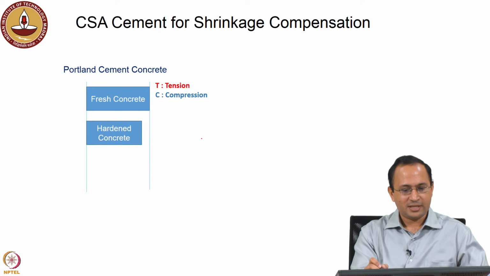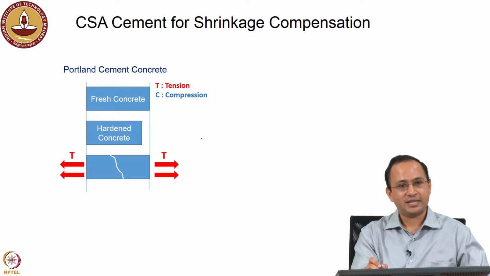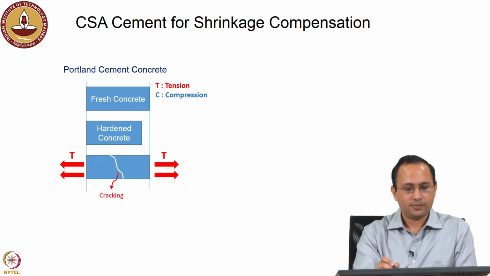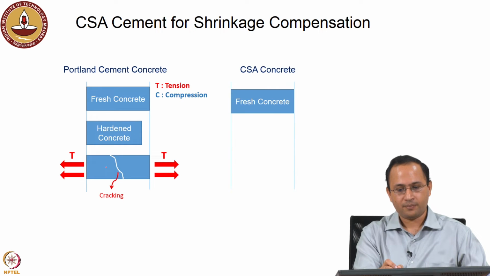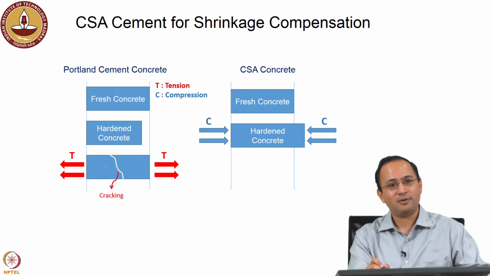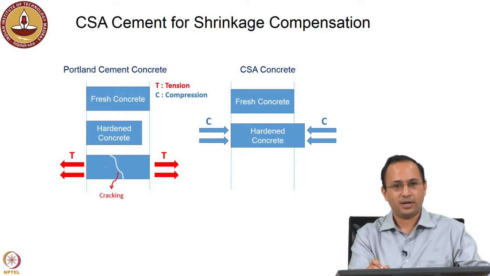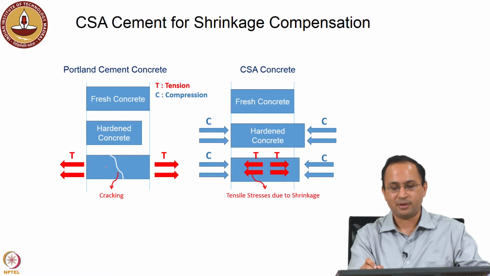So, this is the conventional way of looking at shrinkage cracking of Portland cement concrete. What happens? You have fresh concrete that dries, and due to restraint, tensile stresses develop. When the stress exceeds the strength, you have cracking. Now, in CSA concrete, if you want to leverage the expansion, suppose you are trying to formulate a mix which expands, what happens? This expansion will lead to some compression, and that compression can then counteract the tensile stresses developed due to shrinkage.